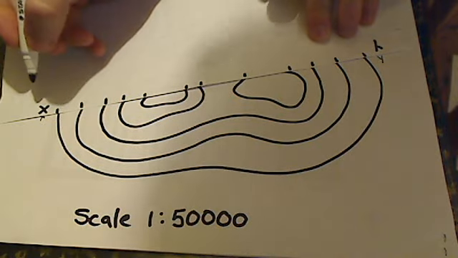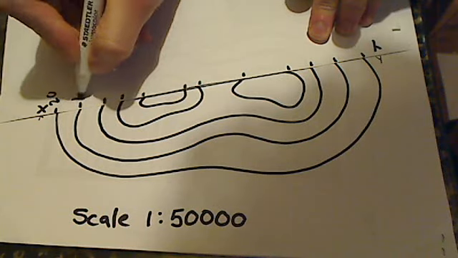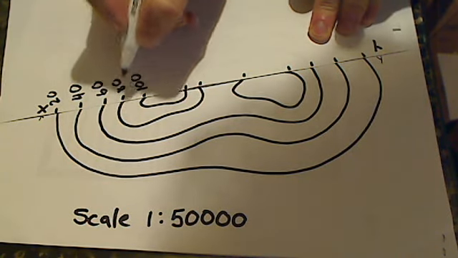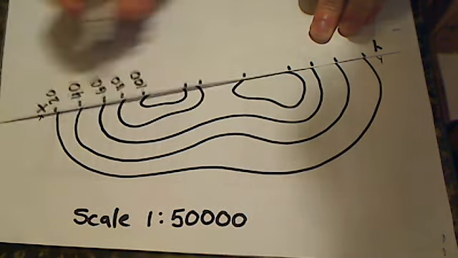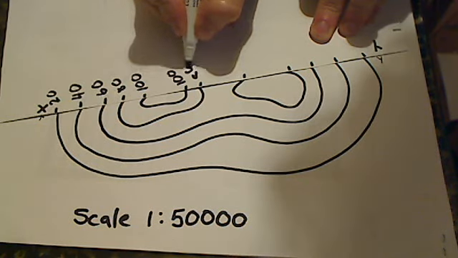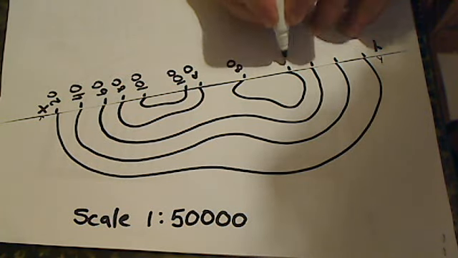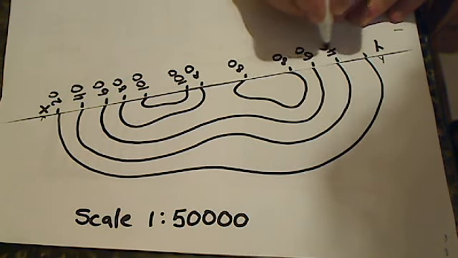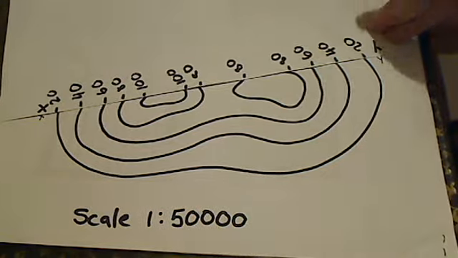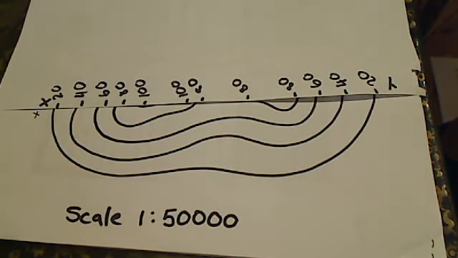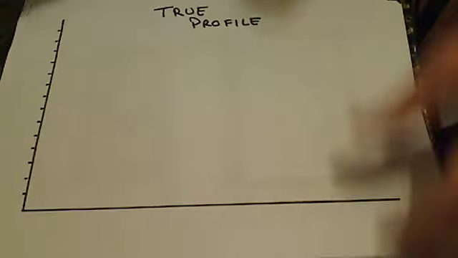I'm upside down from you. See if I can go down like this: 20, 40, 60, 80, 100. Now because this is the same line, I'm going to mark it again. We're now coming back down: 80, 60, 40, 20. Okay, so there we have it. That's our first step of making our cross section.